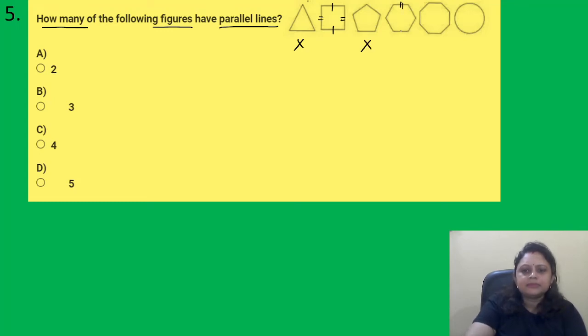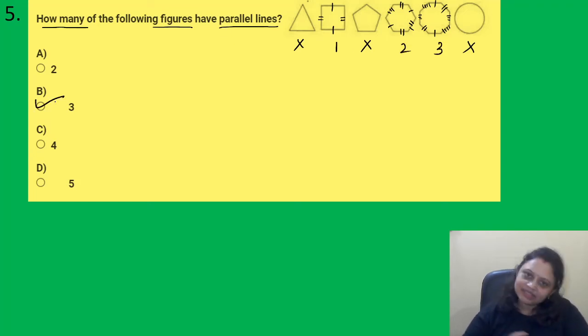Here, yes, these two lines, then these two, these are parallel, okay. And here also, this is parallel with this, then this is with this, is with this. And here in the circle, no parallel lines are there. So, how many figures are there having parallel lines? 1, 2 and 3. So, correct answer is option B, that is 3.